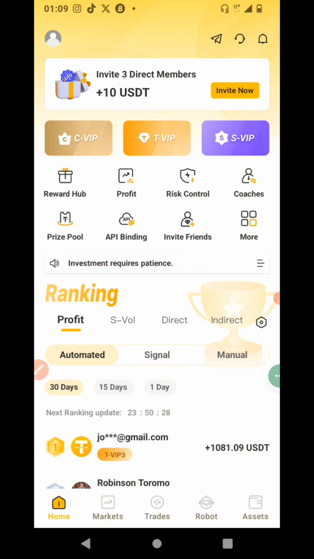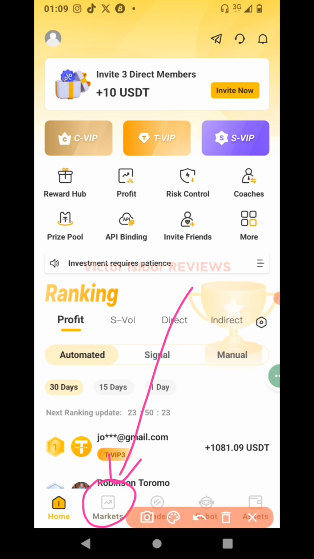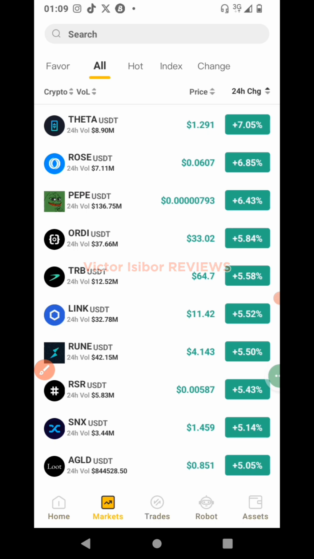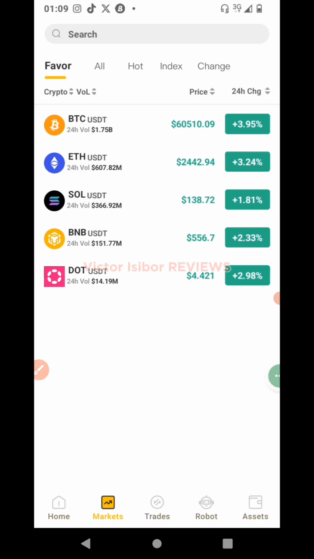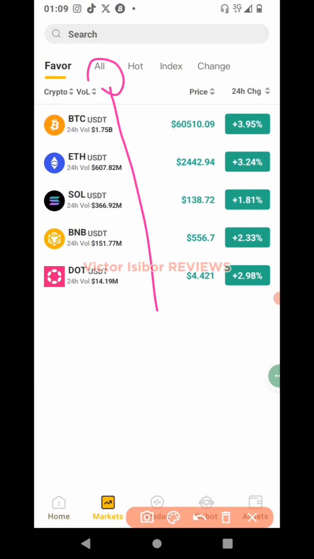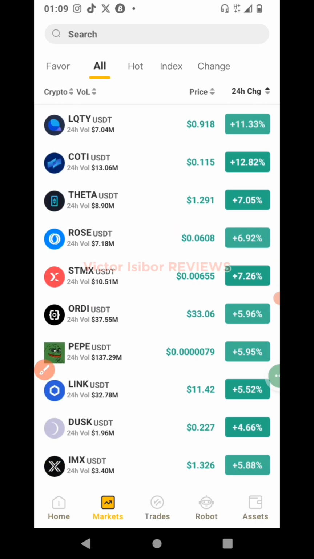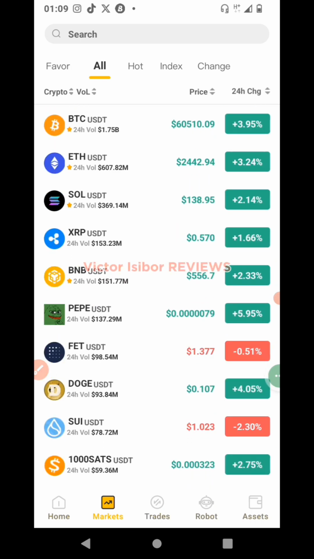Now, for the second method, which is the scalpers method, your first port of call is the market. Let's go to the market. Follow me. Carry that bag. Let's go into the market and see what is happening. Okay. Voila. This is how it opens. Okay. Then what you want to do is click on all. All right. Click on all. I click on all. It will open like this.